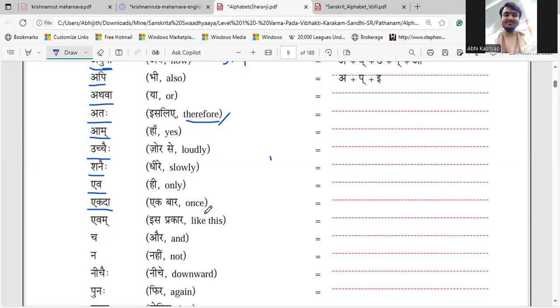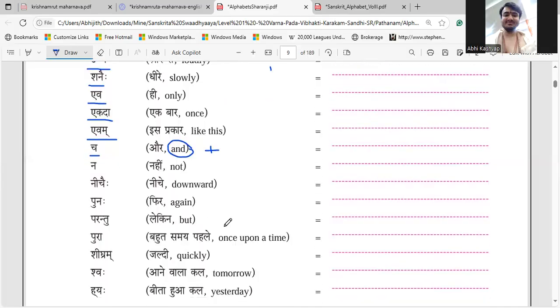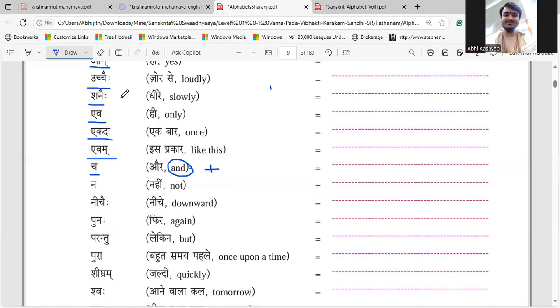Ekada, ekada bhavati, only once. Evam, evam va. Oh, is it like this? Cha. Cha is used for and. Cha is used for adding. It is a conjunction. In English, we say conjunction, no? That one. Adding. Na. Na is na. In any language, na is na. Nichaihi, opposite of uchchaihi.